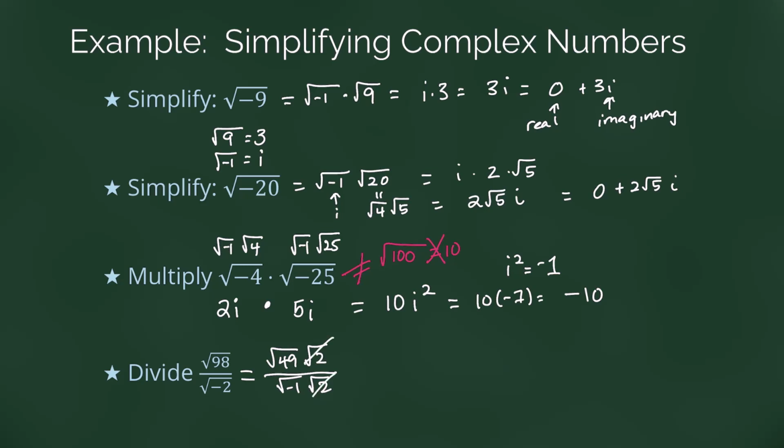The square roots of 2 cancel because the square root of 2 divided by the square root of 2 is equal to 1. And so I have the square root of 49 over the square root of negative 1, which is 7, divided by i.